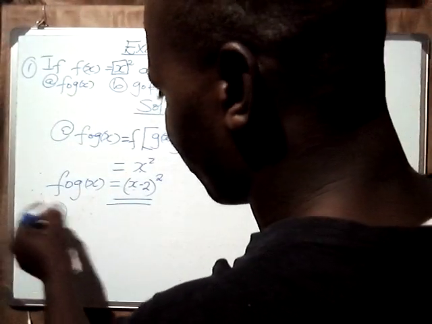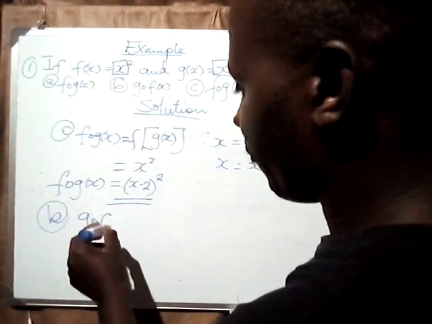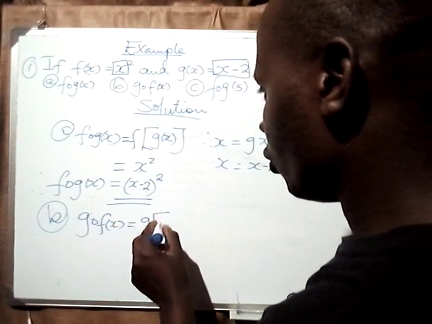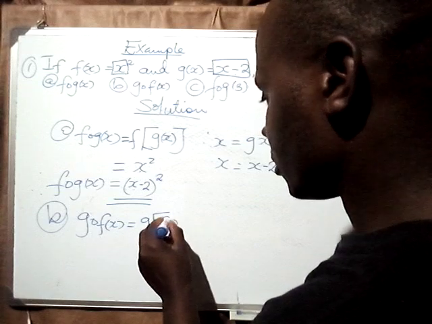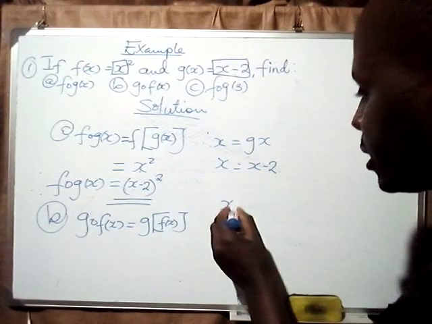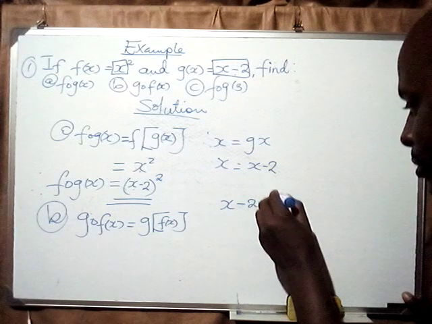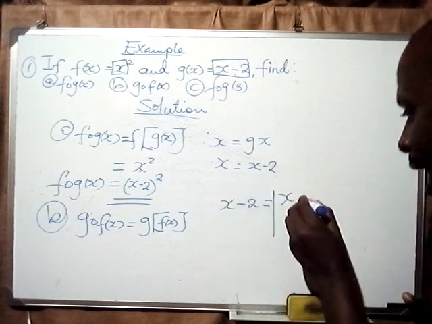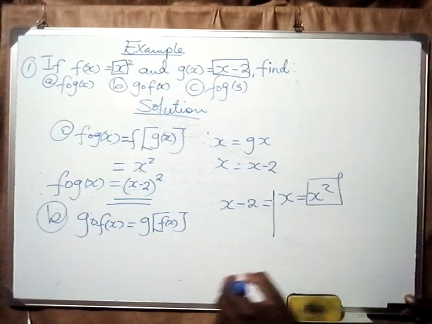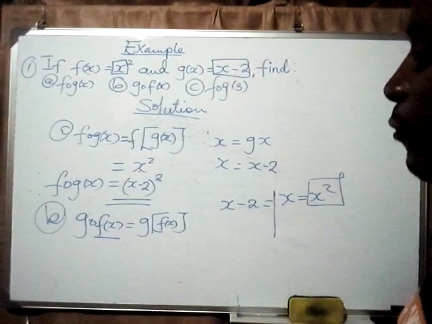Let us go to question number B. Question number B is g of f. So g of f will be g of the function f of x. So what is g? g is x minus 2. So where there is x, it will be replaced with x squared. Why replace it with x squared? Because x squared is the function f.